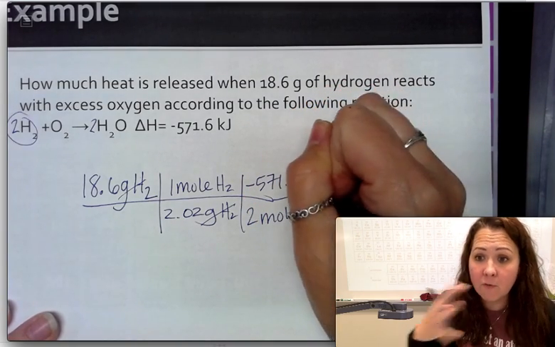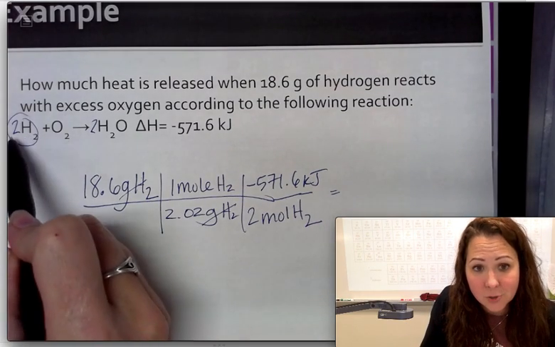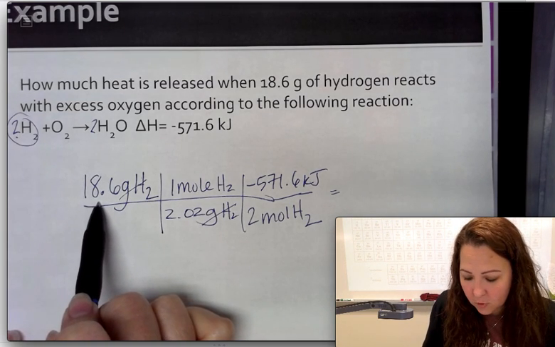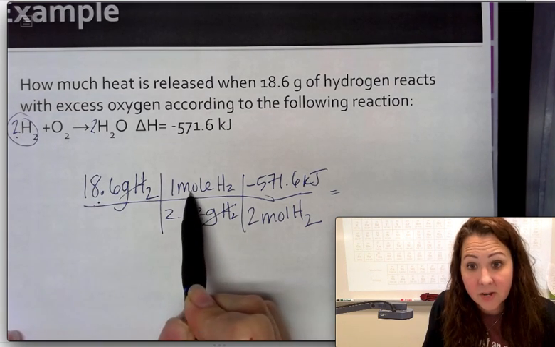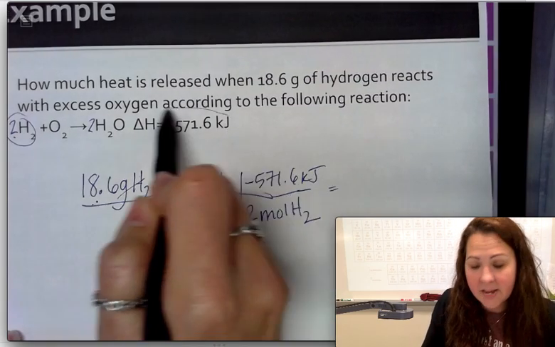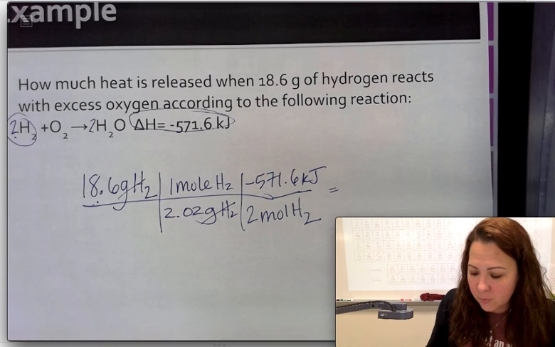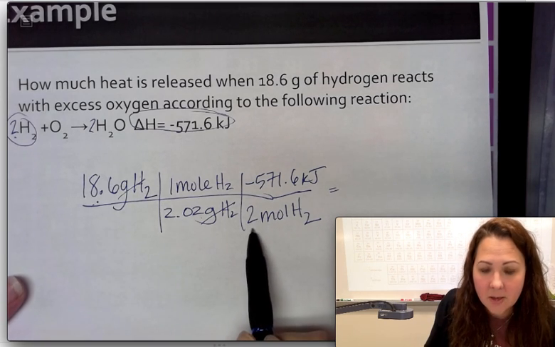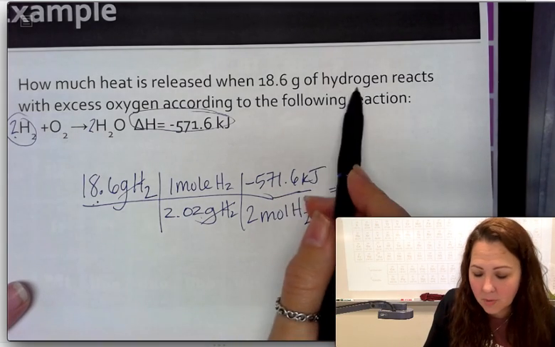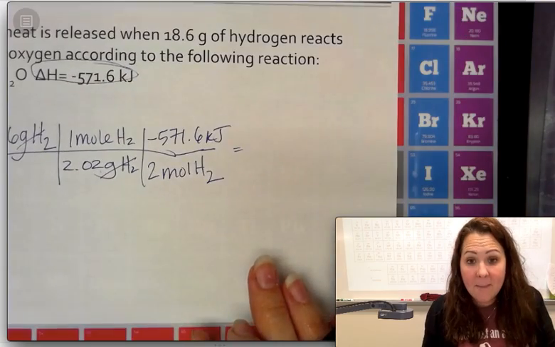So what this overall is saying is, instead of having 2 moles of hydrogen, I have 18.6 grams. So I took my grams and turned it into moles, and then I used that ratio of 2 moles of hydrogen is equal to my delta H value. If it said something about oxygen instead of hydrogen, I would have used a 1 right here, because there's a 1 in front of my oxygen, but the question asks for hydrogen. So now all I need to do to get my answer here is do the math.